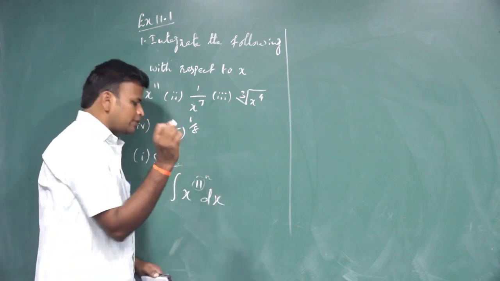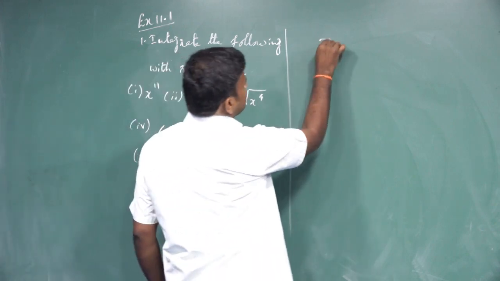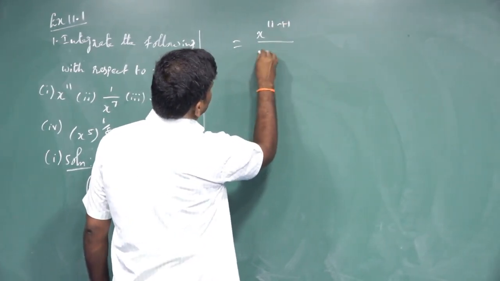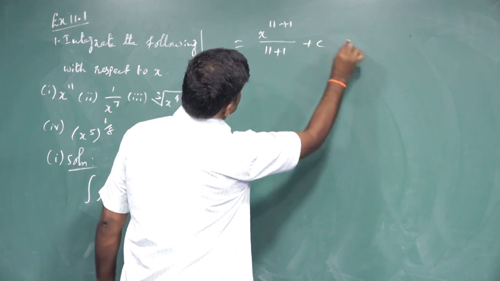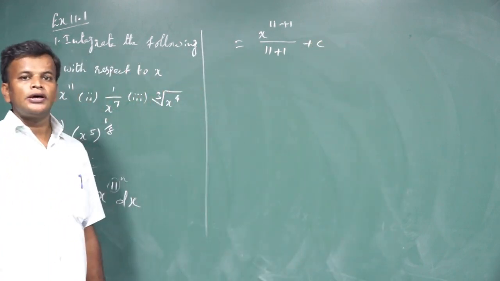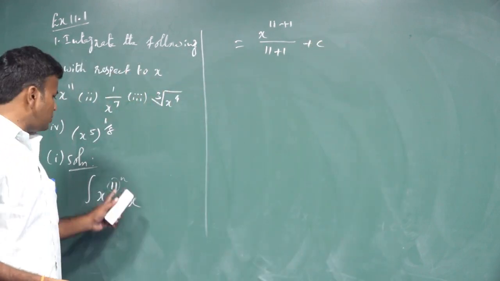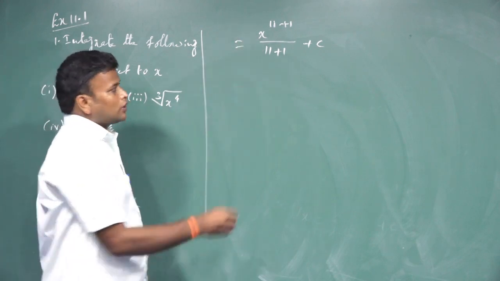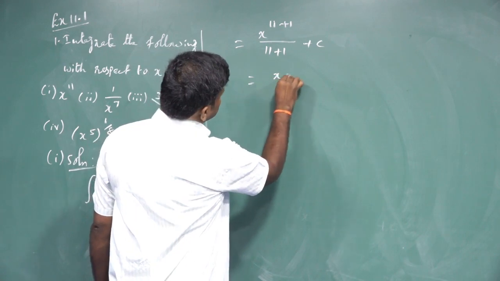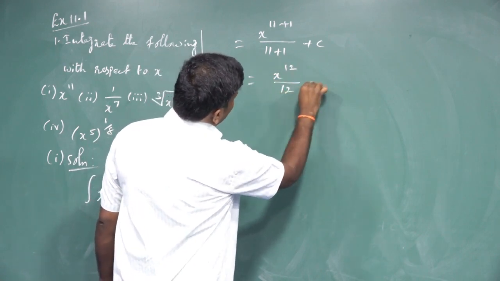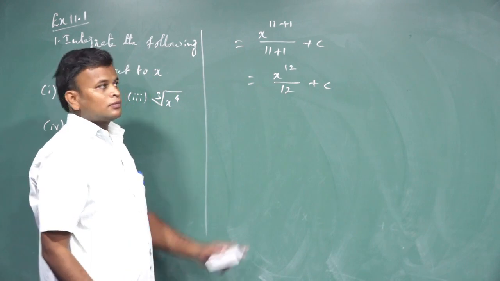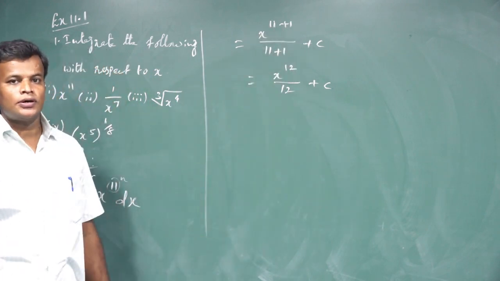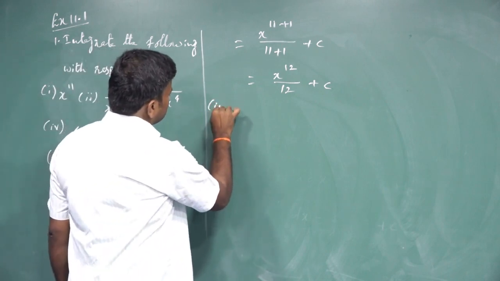So x power 11 formula is x power 11 plus 1 divided by 11 plus 1 plus c. Now using the formula x power n, here in place of n, 11 is there. So x power 11 plus 1 divided by 11 plus 1. So x power 12 divided by 12 plus c. 11 plus 1 is 12. So here also 11 plus 1 is 12. First sum over. Now the second sum.